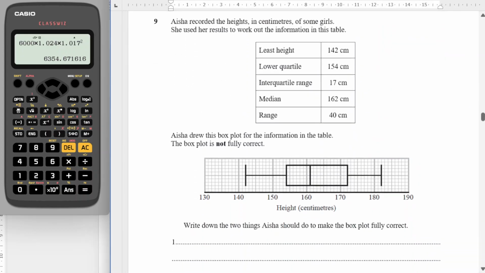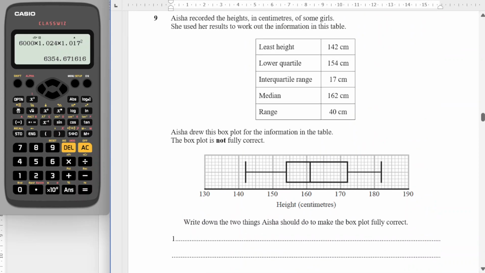Okay, question 9. Aisha records the height in centimeters of some girls. She uses the results to work out the information in this table: least, lowest, inter, median, range. Aisha drew a box plot for the information in the table. The box plot is not fully correct. Write down two things that she's done wrong.